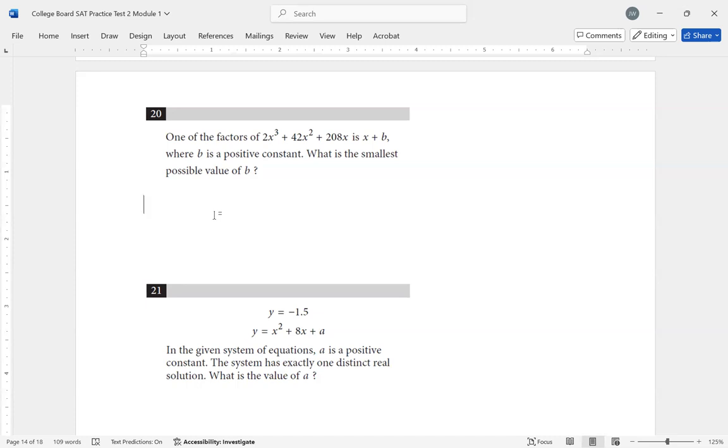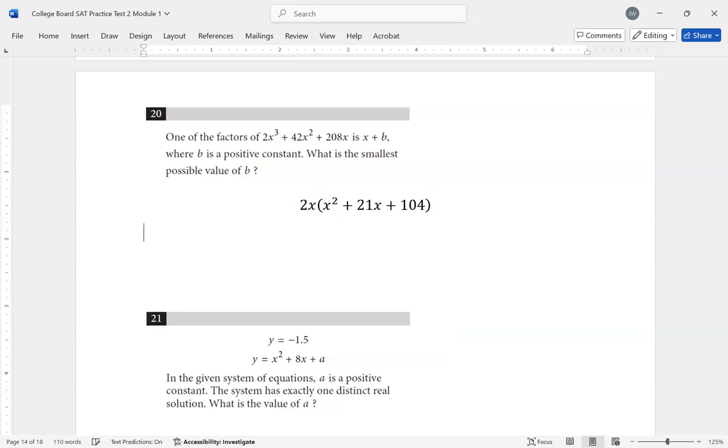So what we would do is start by factoring that polynomial. The first thing I'm going to do is pull out a greatest common factor of all three terms. 2x is common to all three terms. When I pull that out of the first term, I get x squared. When I pull that out of the second term, I get 21x. And when I pull that out of the third term, I get 104. So we get 2x times the quadratic.